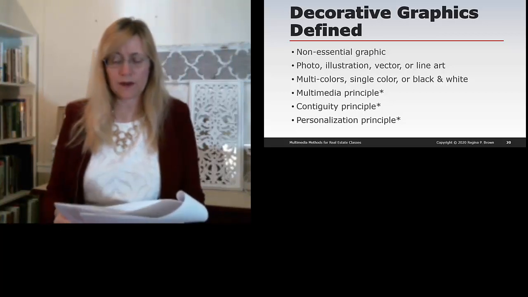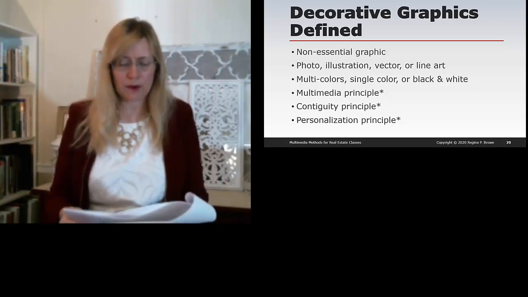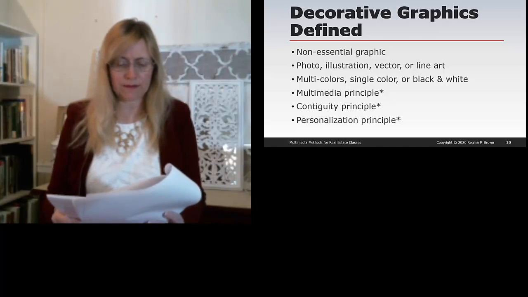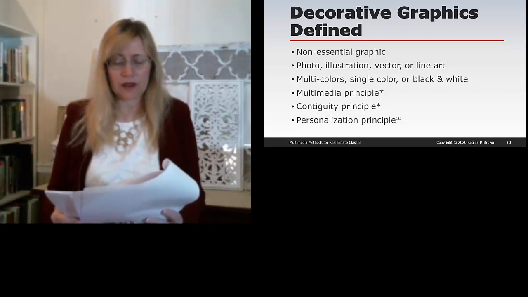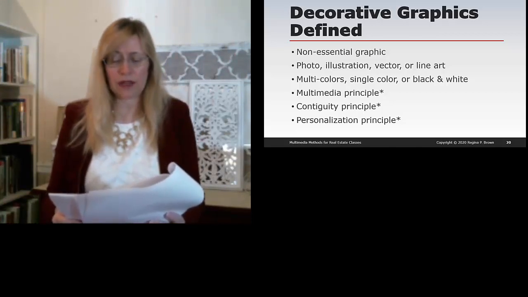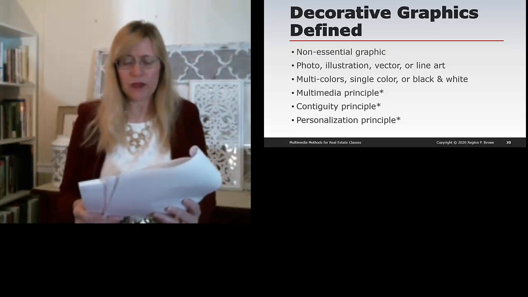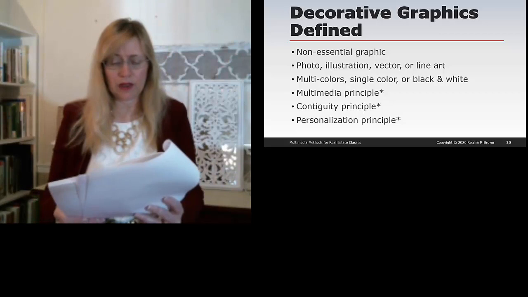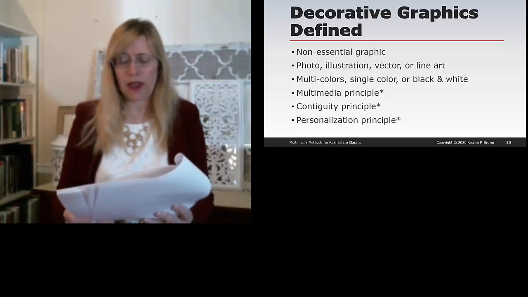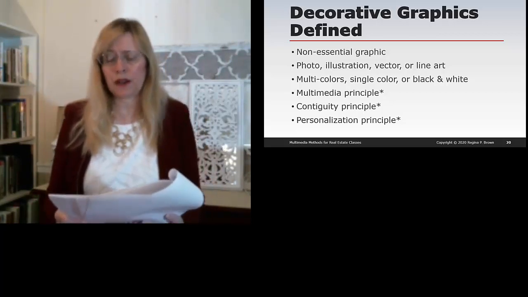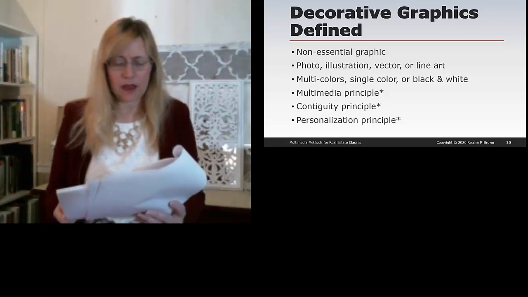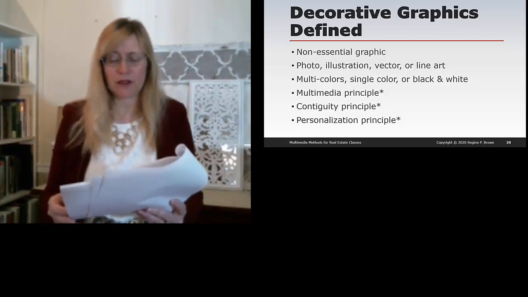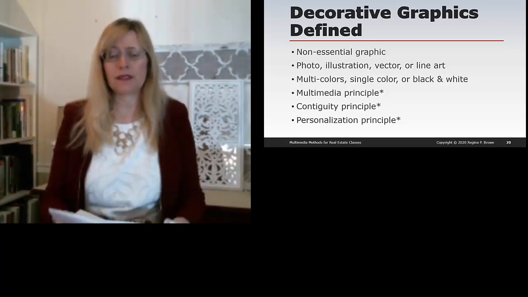What constitutes an effective graphic? It can be a photograph, a scientific drawing, chart, a graph, an illustration, a cartoon, or even a video. Continuing that theory, the contiguity principle is to align words to corresponding graphics. That's from Clark and Mayer 2016. In other words, the graphic and the text should be integrated rather than physically separated.